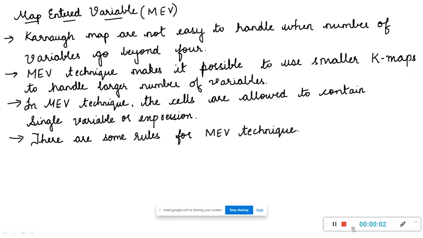We'll be talking about the map entered variable. Okay, fine. So now here I have written a few points regarding the map entered variable technique.